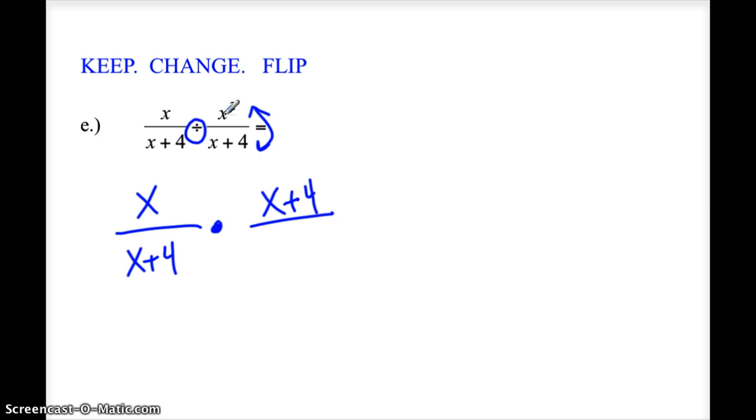Keep, change, flip. Keep the first fraction, can't do anything with an x, can't do anything with an x plus 4, but because it's division, I'm going to change it to multiplication and invert this second fraction. So I'm going to look at the bottom first, but again, x plus 4, nothing I can do. X squared, nothing I can do. So cross stuff out, yeah. So what do I got here? I got an x over x squared.